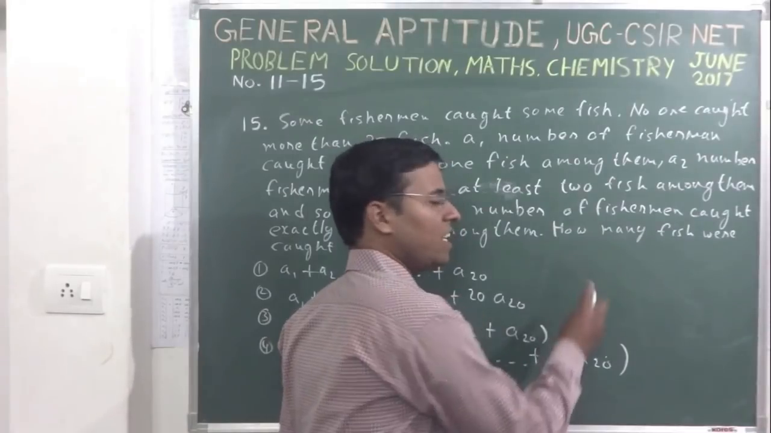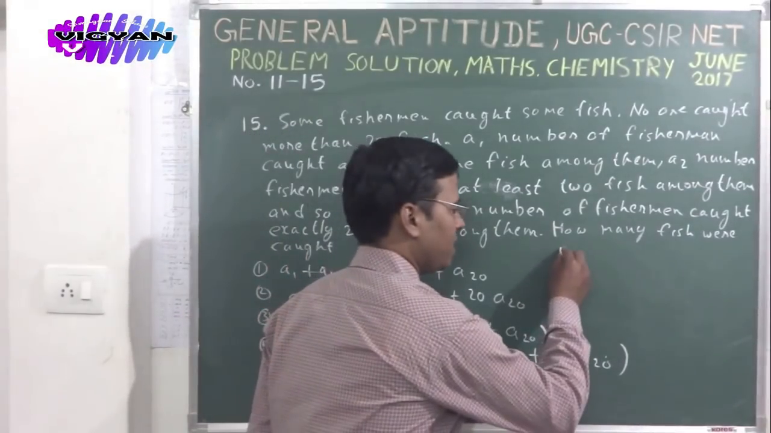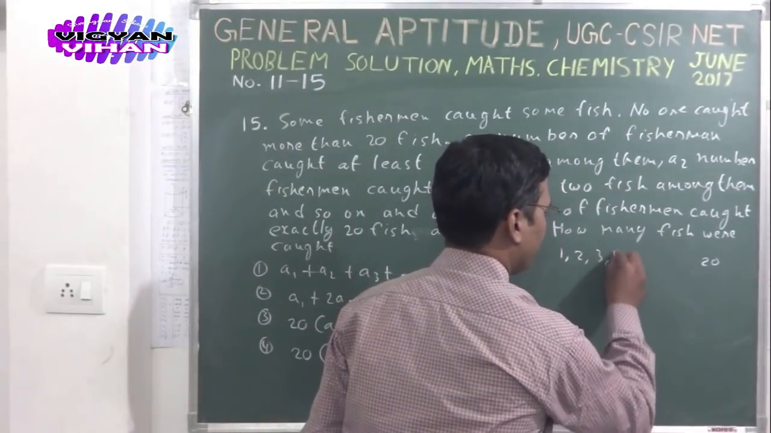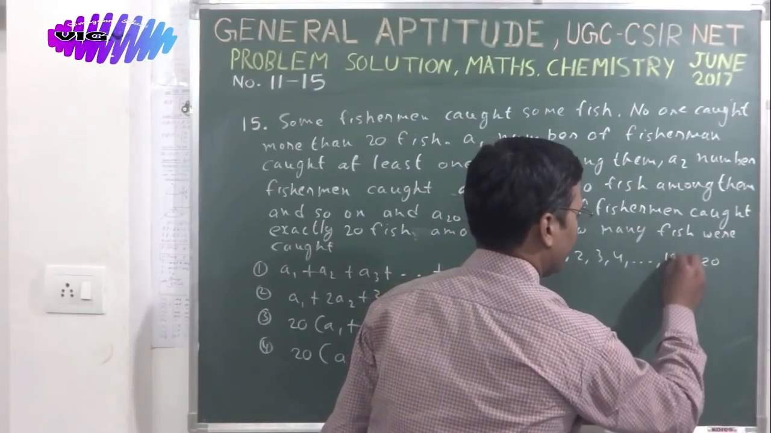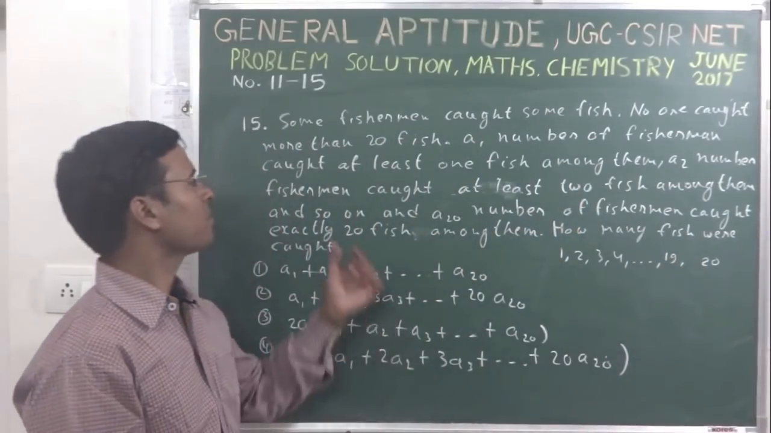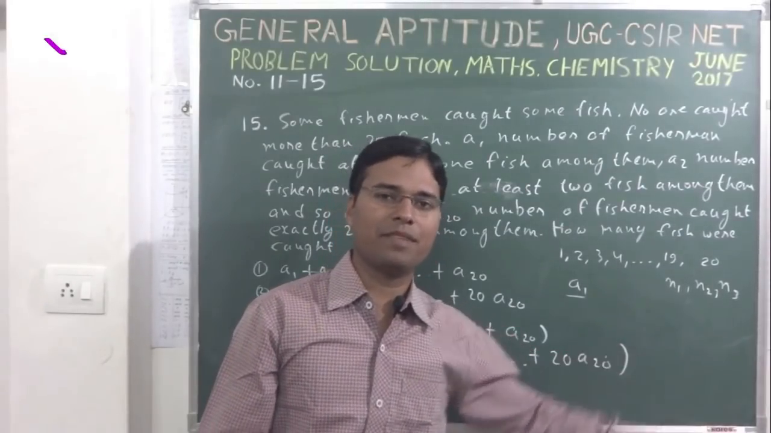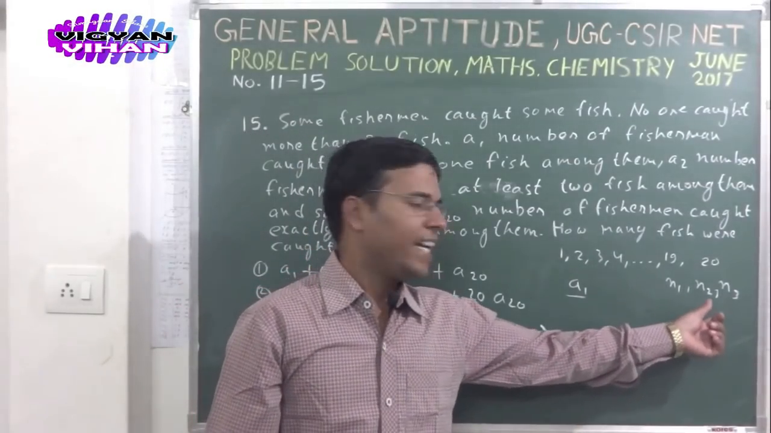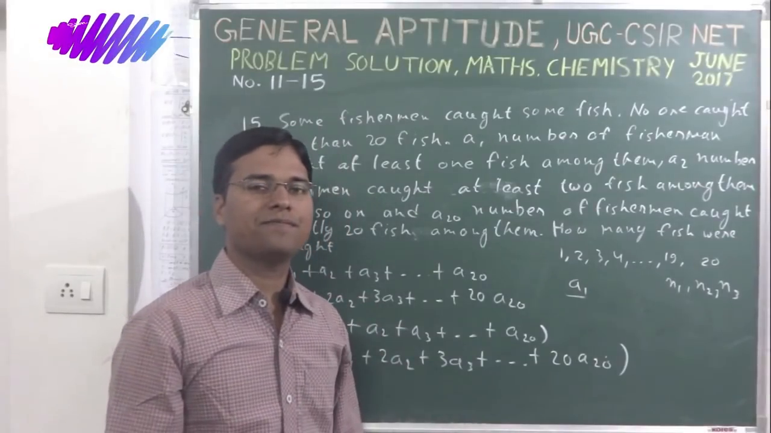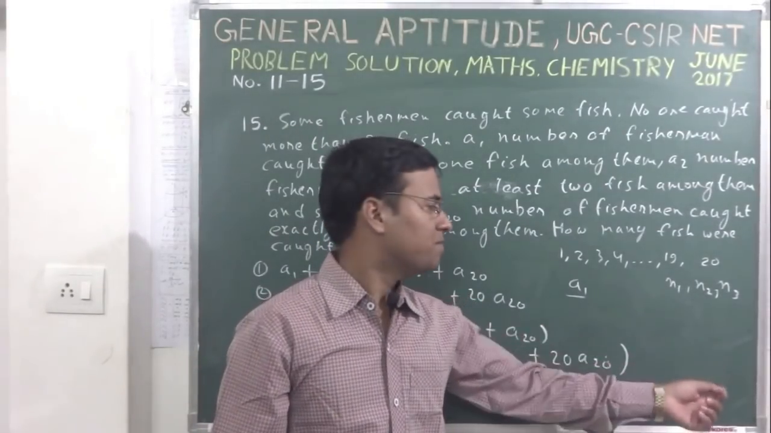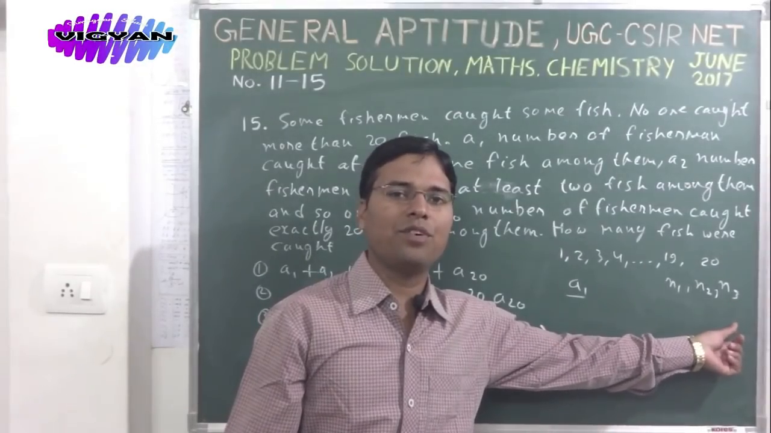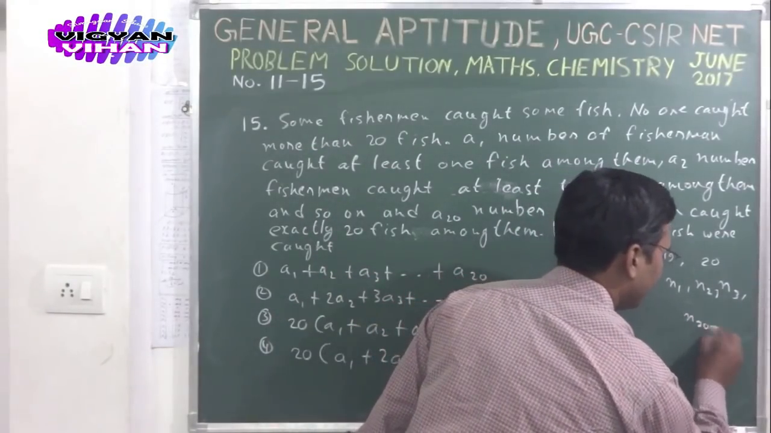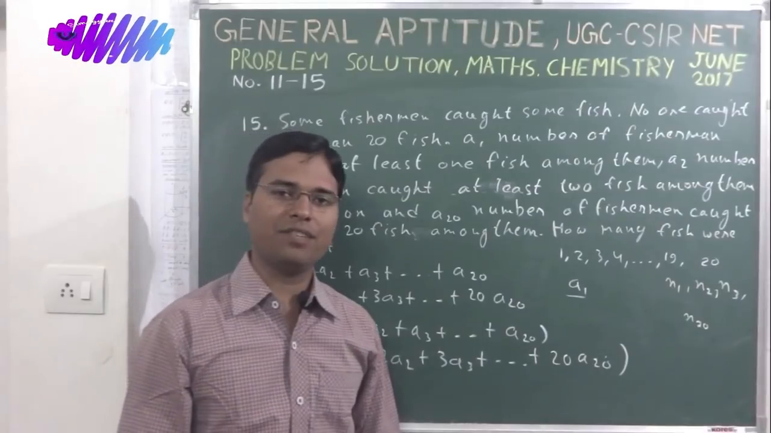So the number of fishes a fisherman can catch is from 1 to 20. That is 1, 2, 3, 4, and so on, 19, 20, like this. If we assume N1 is the number of fishermen who caught exactly one fish each, N2 is the number of fishermen who caught exactly two fish each, N3 is the number of fishermen who caught exactly three fish each, like this, then N20 is the number of fishermen who caught exactly 20 fishes.